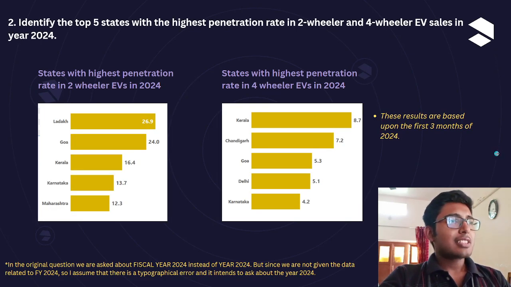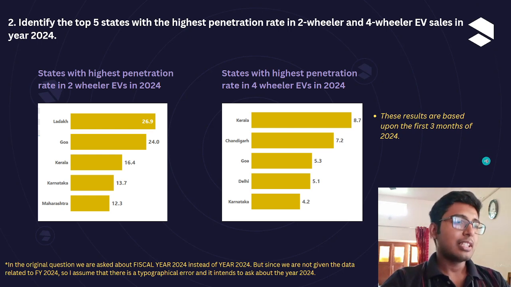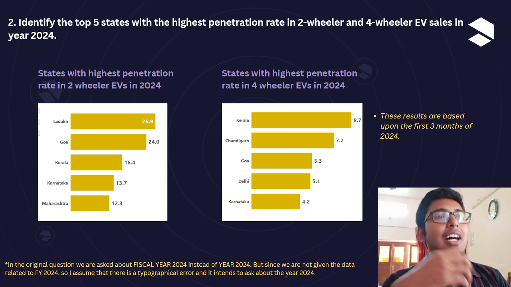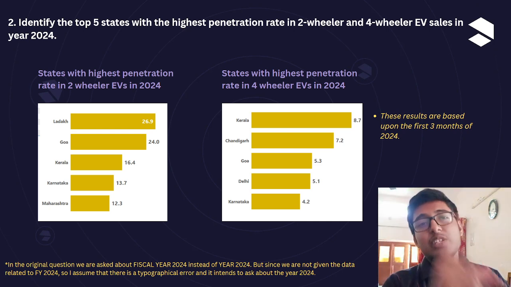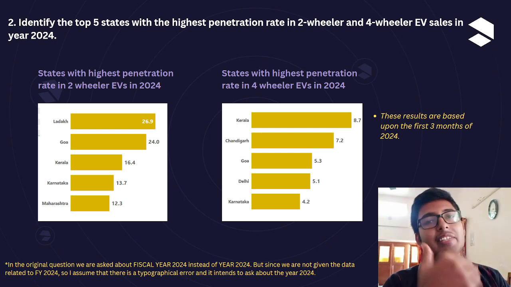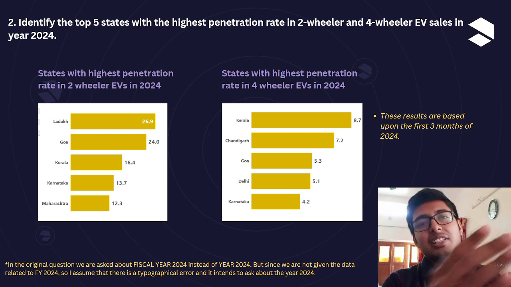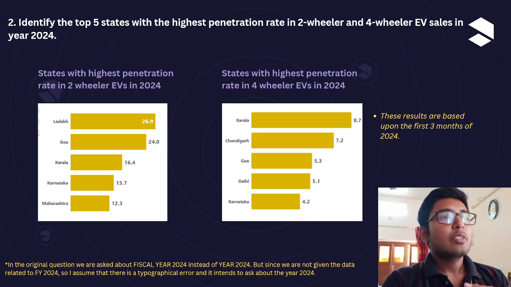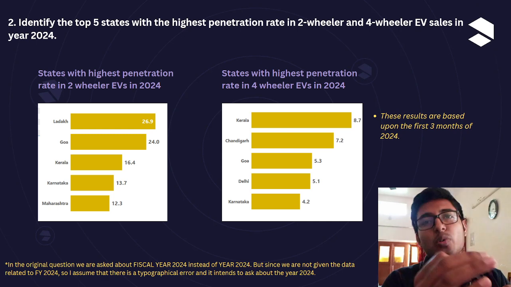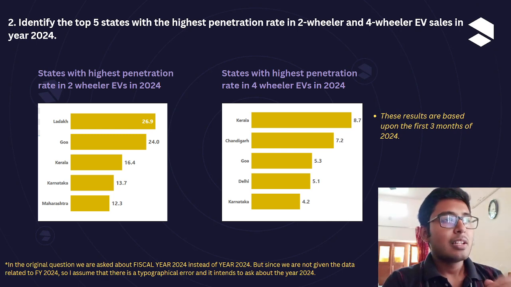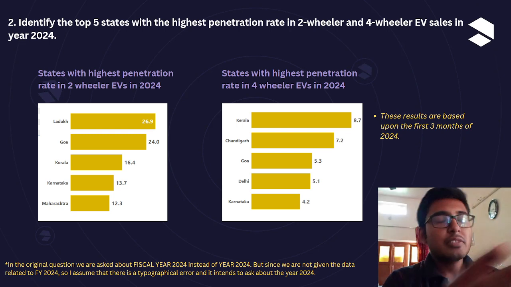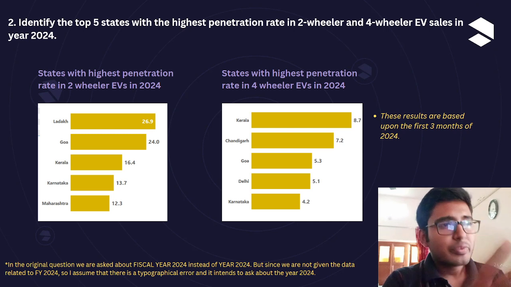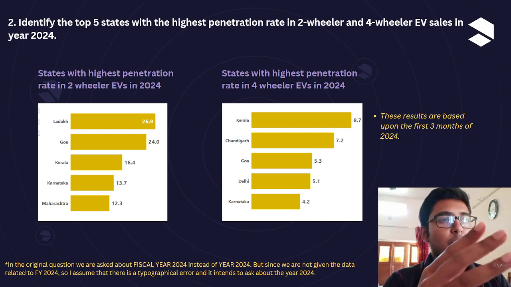Moving on to the next query, they ask us to identify the top 5 states with the highest penetration rate in two-wheeler and four-wheeler EV sales in year 2024. Now, in the original question, we were asked about the fiscal year 2024 instead of year 2024. But the dataset that is given to us doesn't include data for fiscal year 2024. It has data only up till fiscal year 2023. So I assume that the question is trying to ask us about the year 2024 instead of fiscal year 2024. For year 2024, we are given just 3 months, January, February and March. So this result is based upon the first 3 months of 2024.